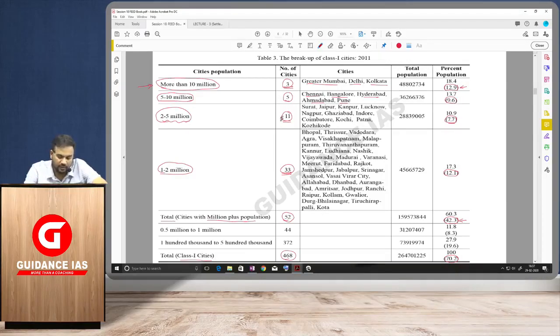2 से 5 मिलियन देर आर 11. यहां पर देखो नंबर बढ़ गया बट परसेंटेज क्या हुआ, कम हो गया. ठीक है, सो इट इज 7.7%. हियर 1 to 2 million, 33 cities now. And only they together cumulatively account for 12.1% of the total urban population.